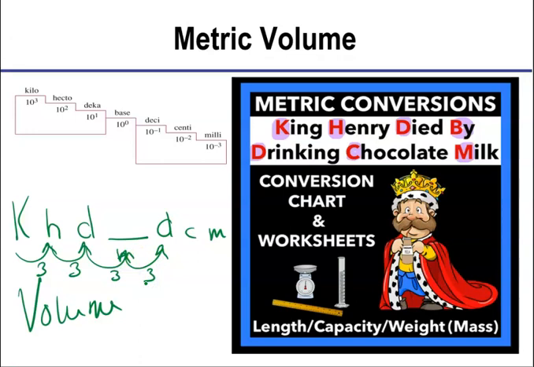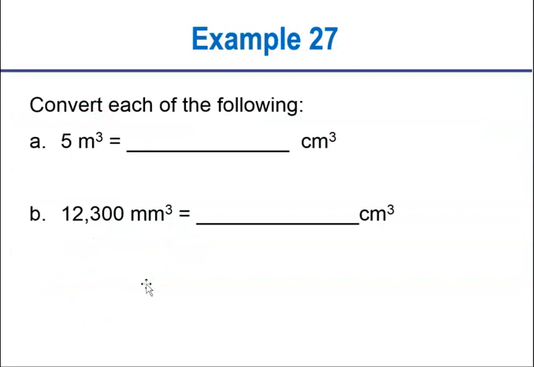It's up to you how you want to do it. I firmly believe in dimensional analysis, but this King Henry deal is so easy to use, and I think it's something your students will remember forever. So King Henry died, remember, by drinking chocolate milk. It takes no time to write it down.